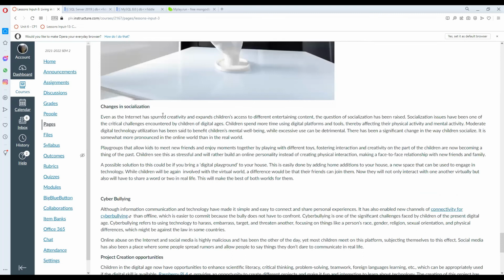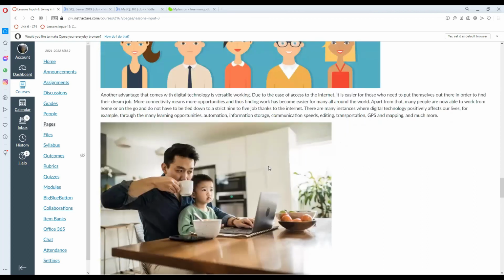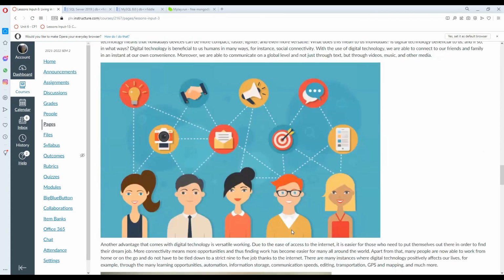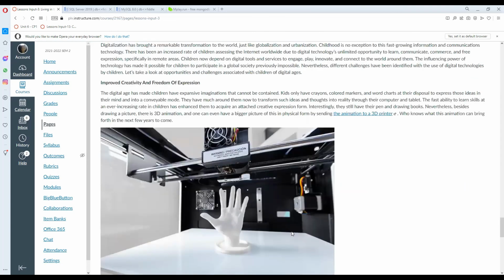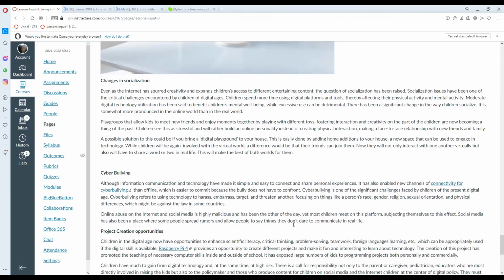Changes in socialization, or how we connect. Through social networks, children can now interact with other children in any part of the world. Play groups that allow kids to meet new friends and enjoy moments together by playing with different toys, fostering interaction and creativity on the part of the children, are now becoming a thing of the past. Children see this as stressful and will rather build an online personality instead of creating physical interaction, making a face-to-face relationship with new friends and family.